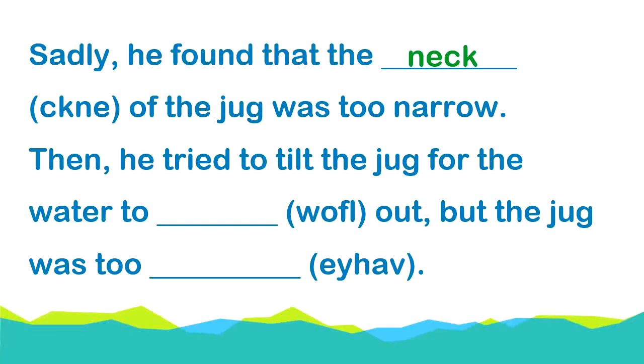Then he tried to tilt the jug for the water to dash out. What happens to water? There are four letters here. W-O-F-L. If I play with the letters, I can come out with wolf. But that doesn't make sense here. I also come up with fowl. But that also doesn't make sense here. When I am talking about water, which word should fit in? Yes, it is flow.